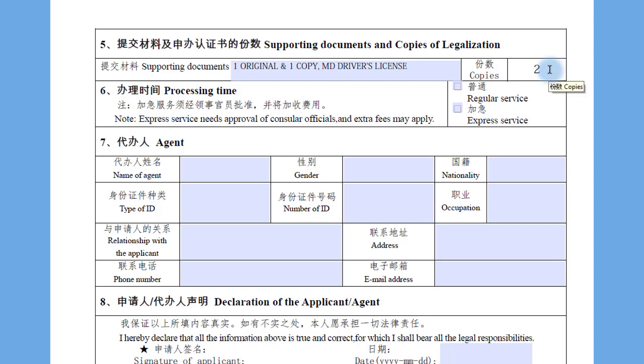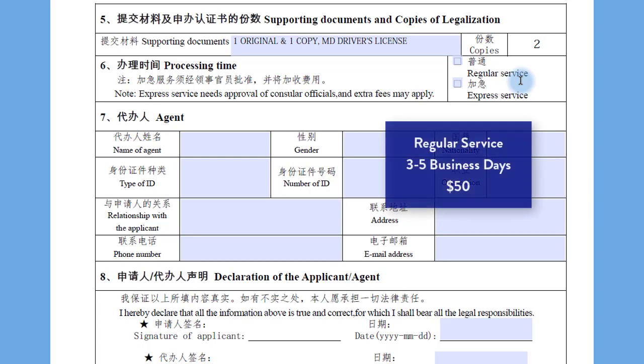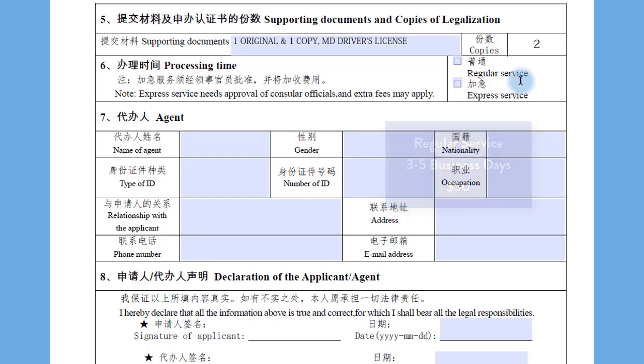And you'll see we have regular service or express service. Well, this is really a false choice at this point because the Chinese embassy has discontinued express service in April of this year. So you only have the option of regular service right now. Regular service costs $50 and the current turnaround time is about 3 to 5 business days. If you were to get express service, if they bring that back at some point in the future, it's $70.